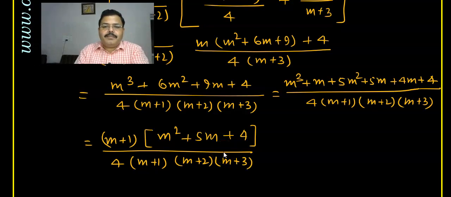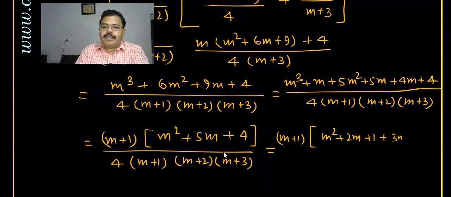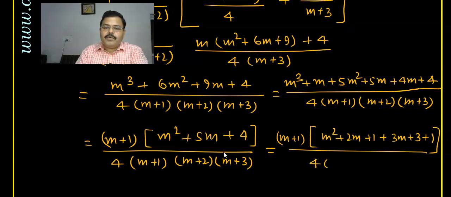So that will come up like, again I can write it m plus 1. And that will be m square plus 2m plus 1, plus 3m plus 3, plus 1 plus 1. So 3 plus 1 plus 4, that is 5. So we can do it like 4 into m plus 1 into m plus 2 into m plus 3.